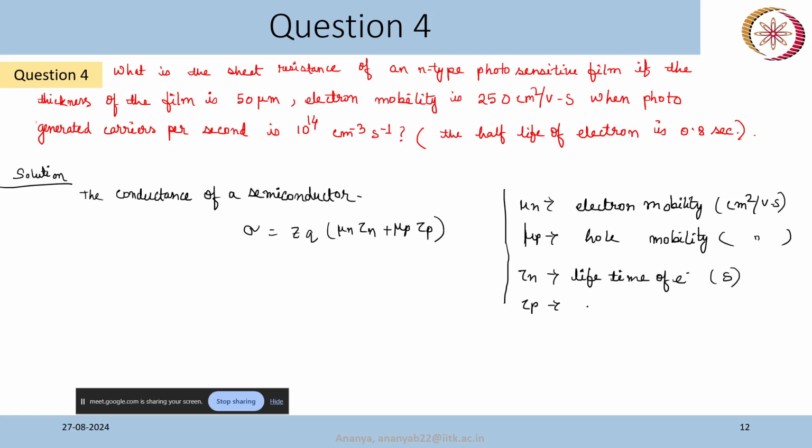Tau p is lifetime of holes. This is also in second. Q is charge of electron and Z is number of photogenerated carriers per second per unit volume.